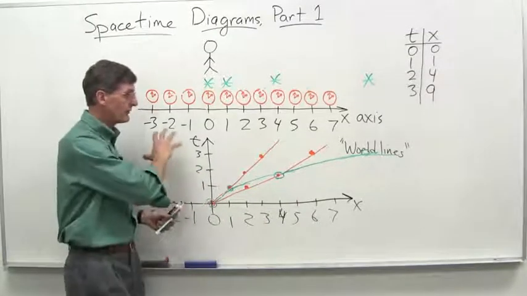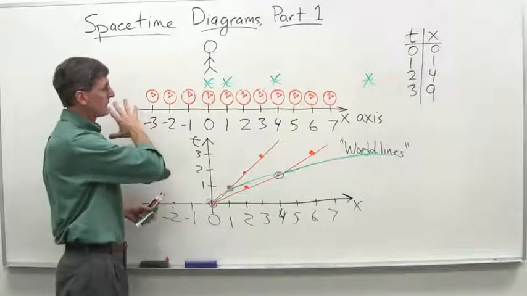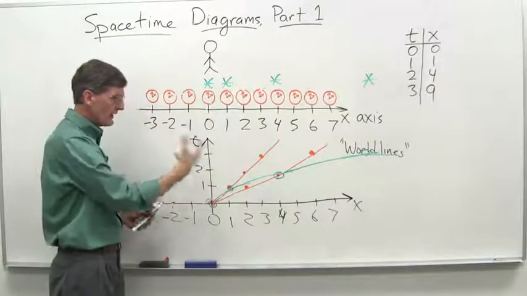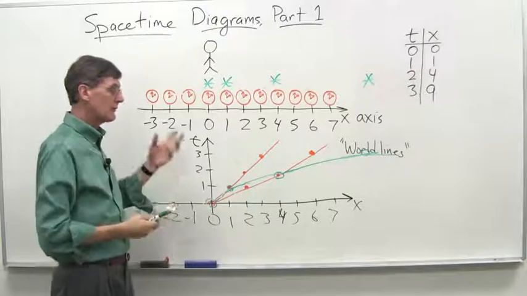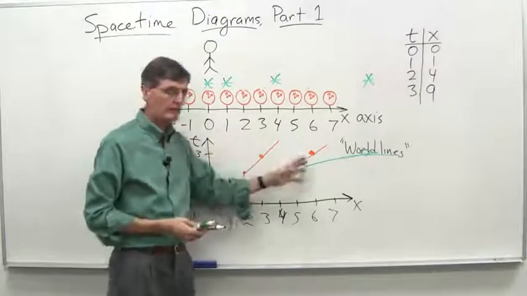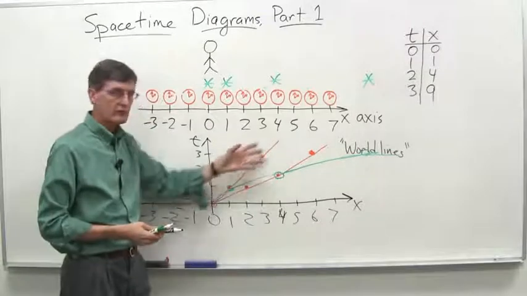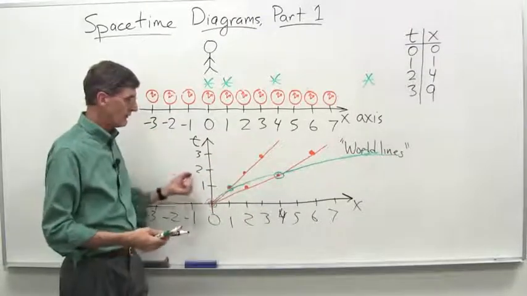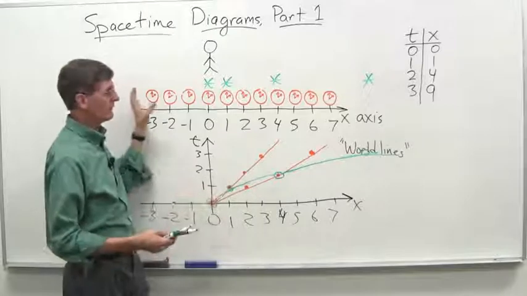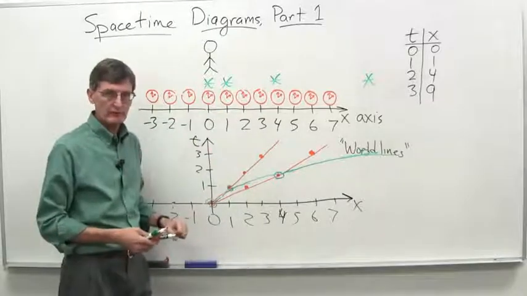But this is the concept then of space-time diagrams. And in the next video clip, part 2 of this, we're actually going to look a little bit more closely at the concept of velocity and what that means in terms of these world lines, or what these world lines really mean in terms of the velocity of an object, say like our car or spaceship, going along and giving off flashes.